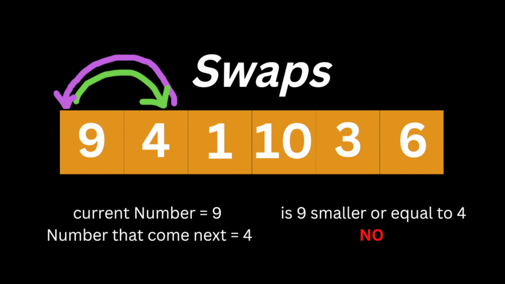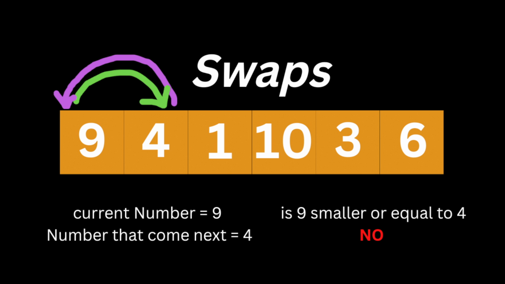Basically, we're going to iterate through the list multiple times, and each time we iterate we perform something called swaps, placing numbers in the correct order. For example, we have a list with the numbers 9, 4, 1, 10, 3, and 6. The first time we iterate through this list, at each number we check whether the current number is smaller than or equal to the number that comes next. For example, is 9 smaller than or equal to 4? If it's bigger, we swap the numbers, meaning 9 goes in the place of 4 and the opposite, and we continue traversing the array.